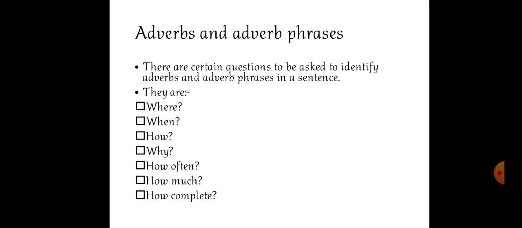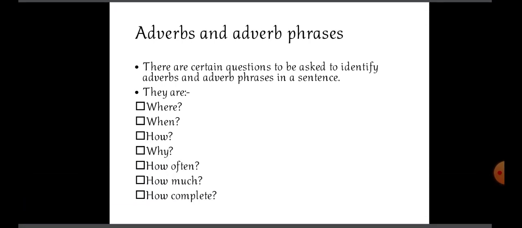Copy this note. There are certain questions to be asked to identify adverbs and adverb phrases in a sentence. In order for you to easily identify the adverb or the adverb phrase in a sentence, there are certain questions you ask, like when did this happen. You select the verb first from the sentence, then you ask the question: when did they go swimming, when did they play? Like that. When, where, how, why, how often, how much, how complete. So this is the note you have to copy in your grammar writing book.